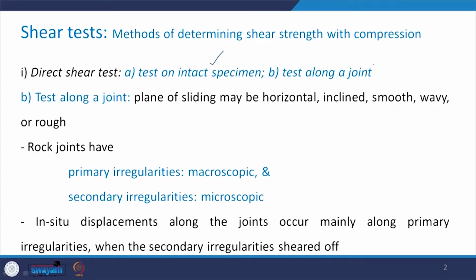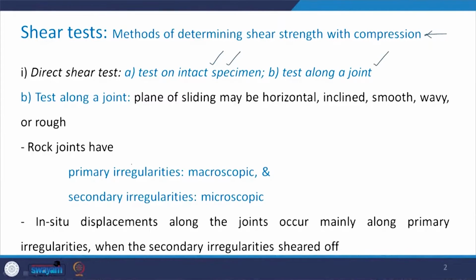As far as intact rock specimen testing is concerned, we saw it in the previous class. Today we will see the shear test along the joint. So, direct shear test, two categories: test on an intact specimen and test along a joint. This we have already done in the previous class. Let us see how to conduct the test along a joint and how to carry out the analysis to obtain the shear strength.